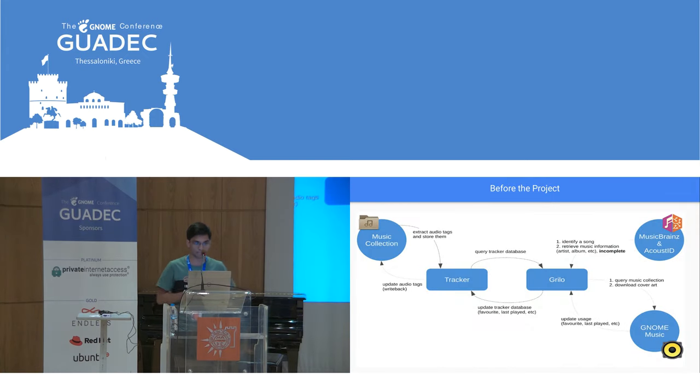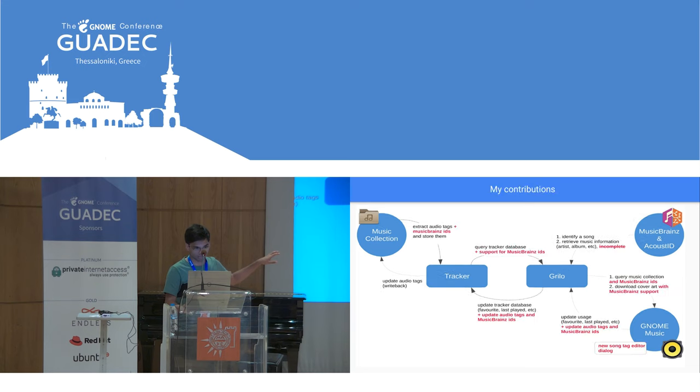Now before the project, there are many things involved here. Tracker stores data, identifiers and metadata. Grilo will provide the plugins. So this was the work before the project. Now you can see these are my contributions. In each library, I had to add something new to make it functional.